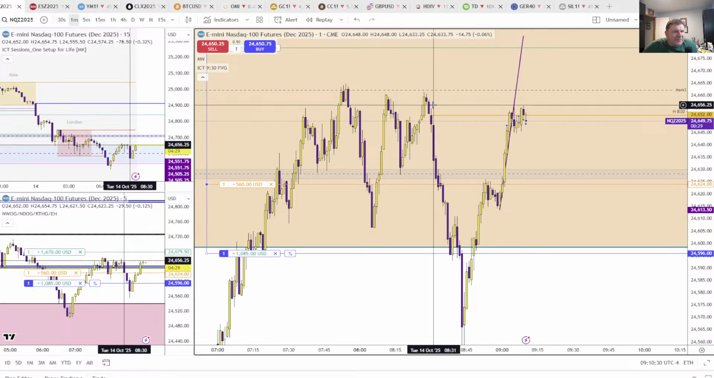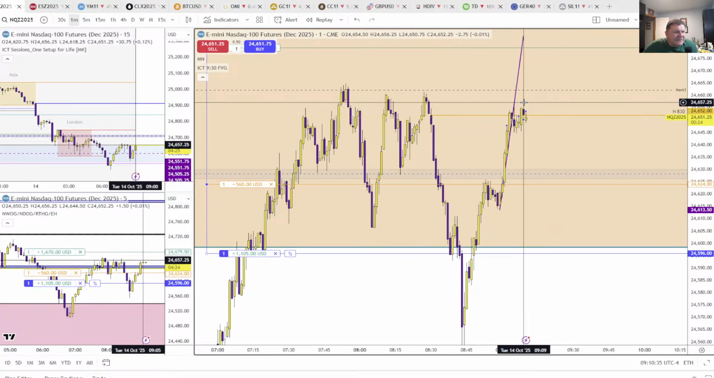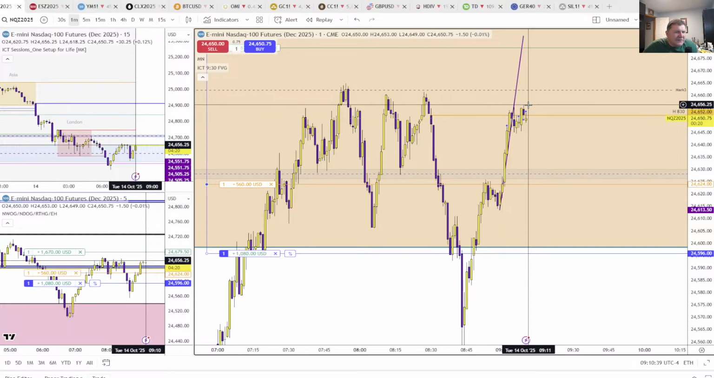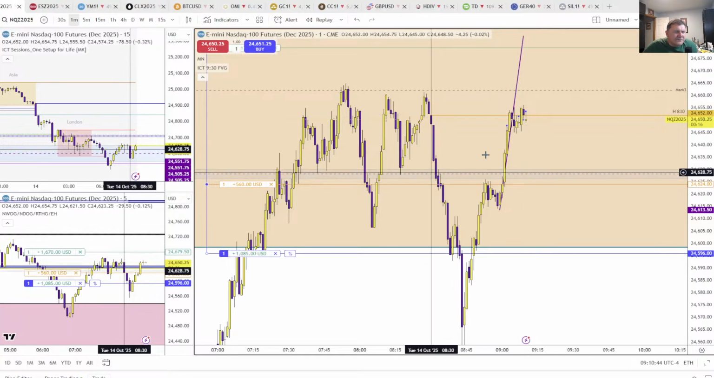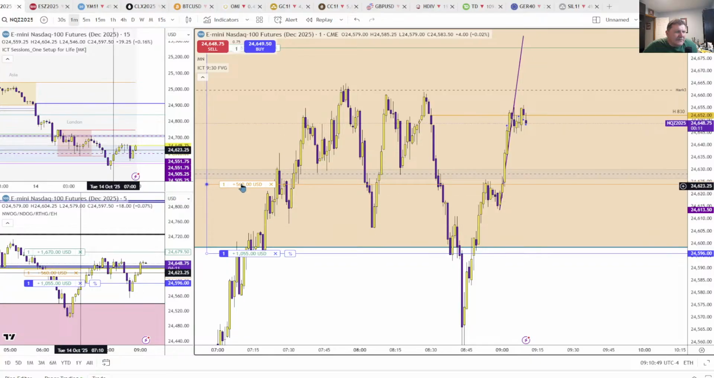So there's the premium box right there. See that? Box to box, completely dusted and done. So now you can close out your trade there. Wait for it to close above that and go higher.